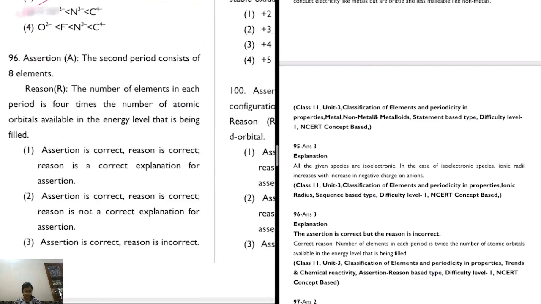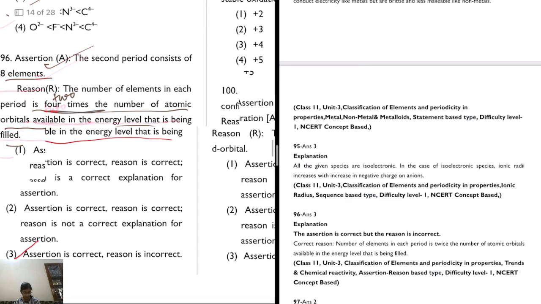The second period consists of 8 elements. This is right. The number of elements in each period is 4 times the number of atomic orbitals available in the energy level. No, it is 2 times. Okay, so the reason is incorrect and the assertion is right. Let's see the next question.